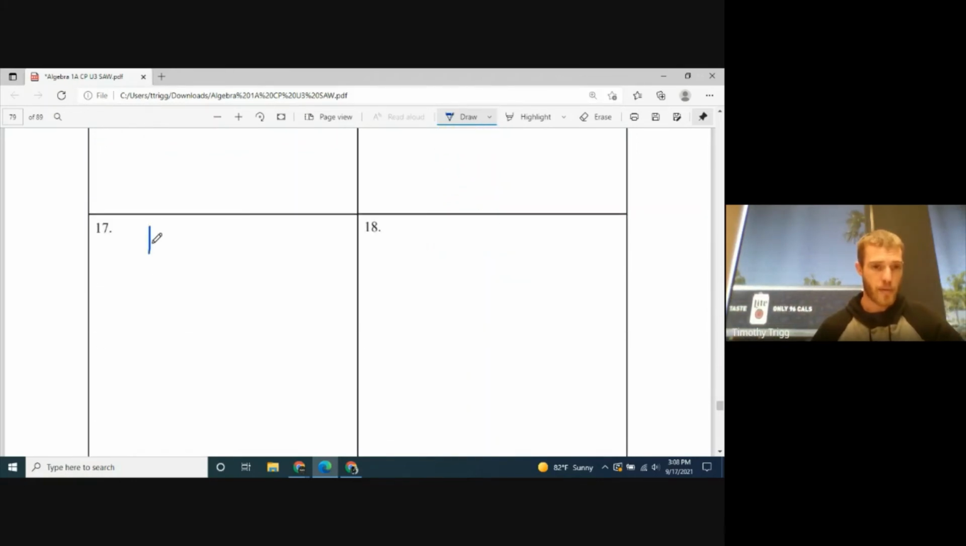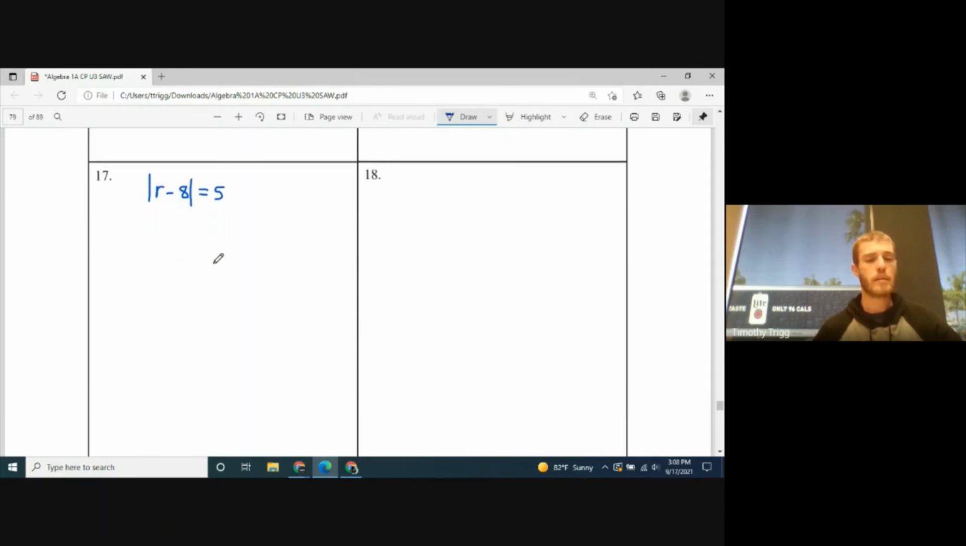17, here we have the absolute value, and we've got r minus 8 in the absolute value. We want to see, when does that equal 5? This one's a little bit tricky, but once you see it, it's not too bad. Basically, whatever's in the absolute value, you change it into 2 equations, one with a plus, one with a minus. So r minus 8 could equal 5, and that'll give us 5. Or r minus 8 could equal negative 5. If r minus 8 is negative 5, this will also give me 5.